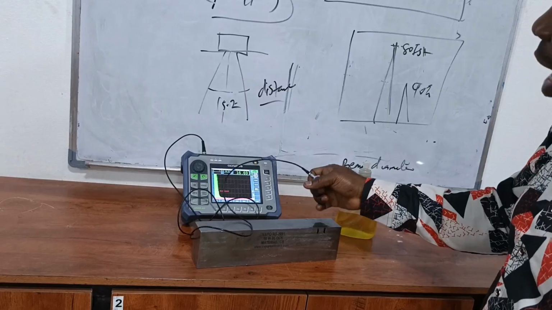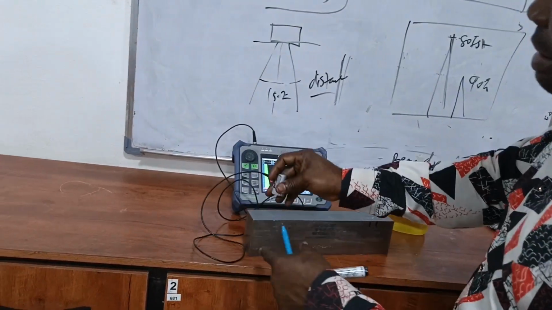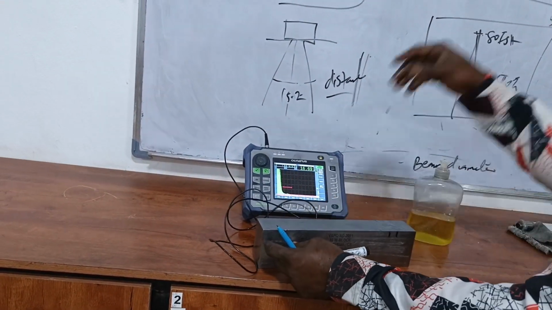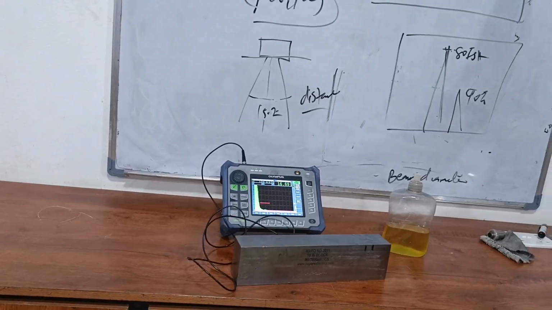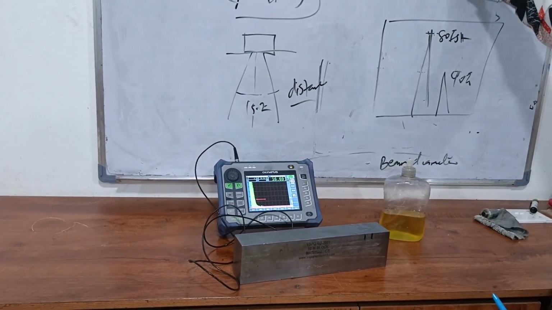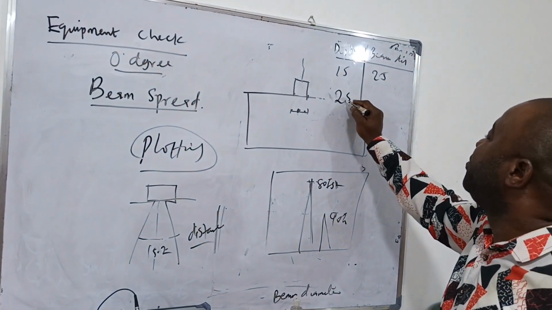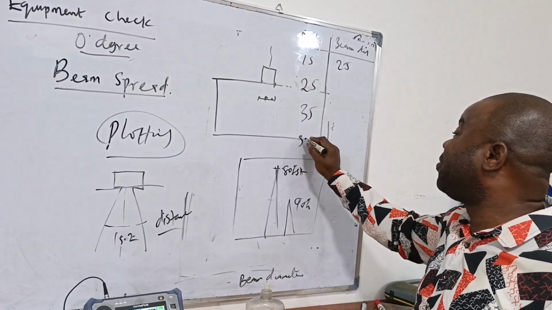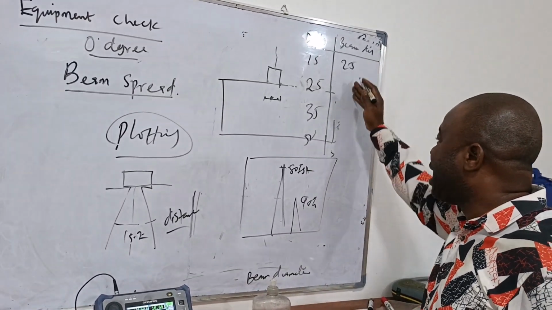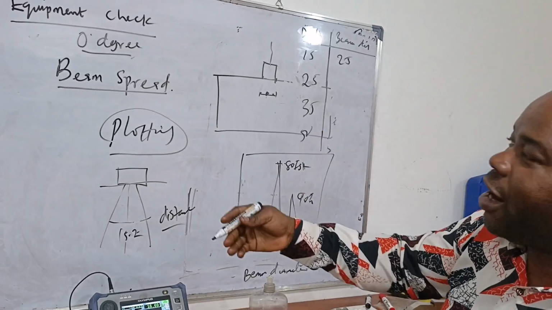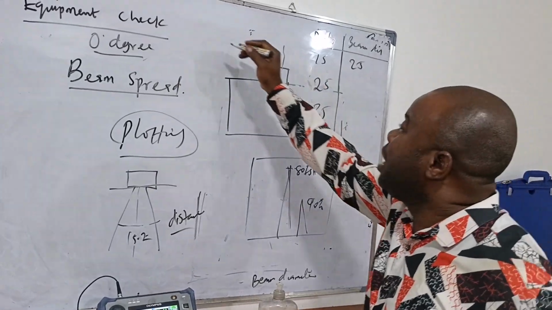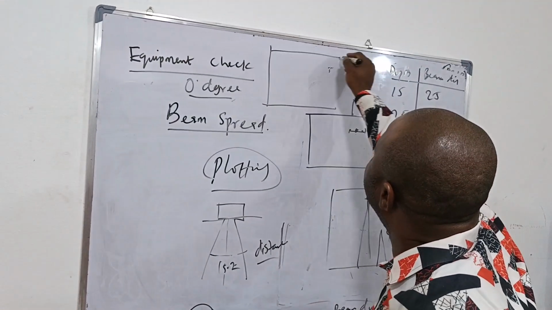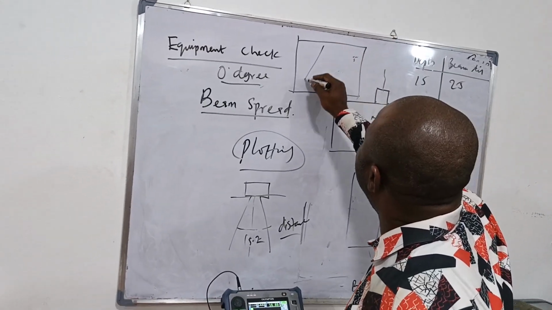What you will discover is that as the depth is increasing, the beam diameter that you are getting will be increasing. So you record all the values at 15, at 25, at 35, or at 7.5, whatever the distance at 50. You put the diameters. Then you go to your graph and you plot it. By the time you plot your graph, you are going to get a graph that is like this.